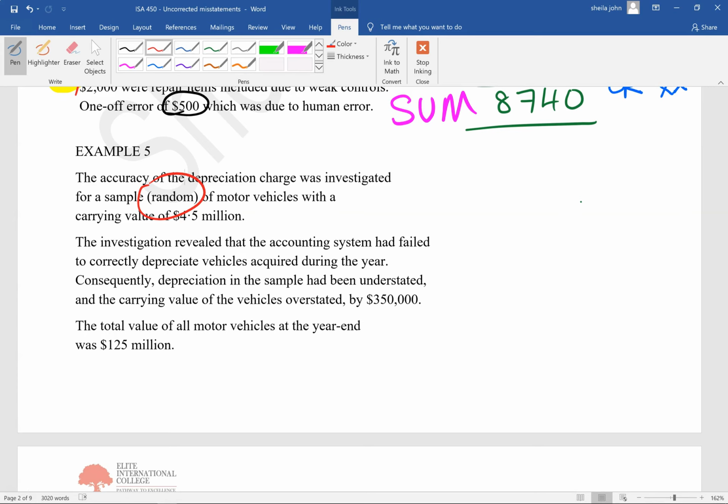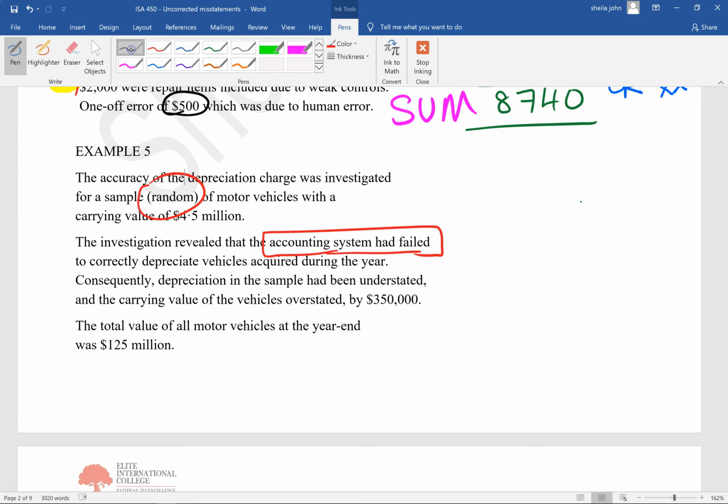Okay, so the accuracy of depreciation charge was investigated for a sample of motor vehicles with a carrying value of 4.5 million. The investigation revealed that the accounting system had failed to correctly depreciate vehicles acquired during the year. Consequently, depreciation in the sample had been understated and the carrying value of the vehicles overstated by 350,000. Take note here, the accounting system had failed. So that means this kind of misstatement would be repetitive. It's not one-off. And the total value of all motor vehicles at the year end was 125 million.